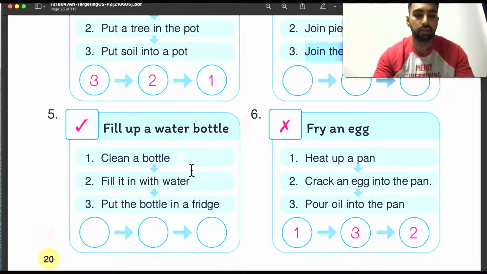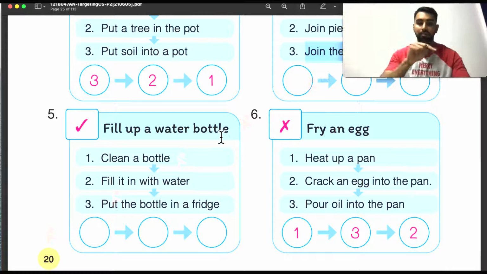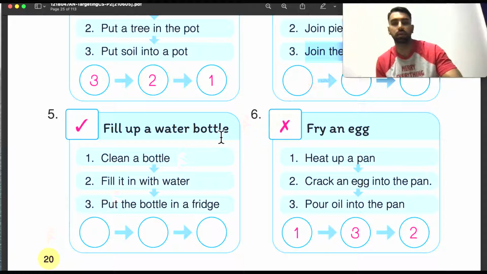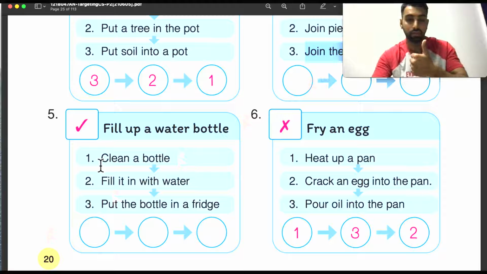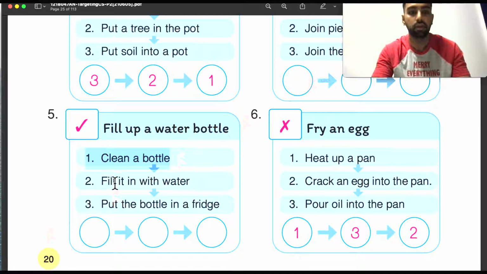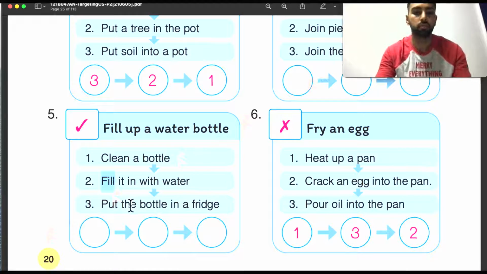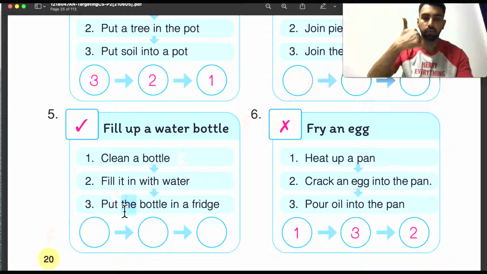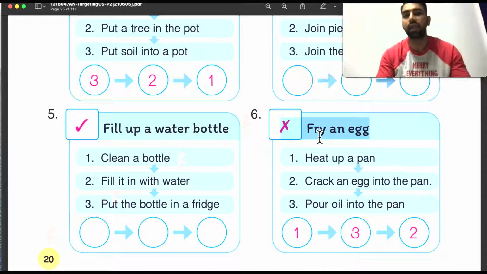All right, and the next one we have is fill up a water bottle. How to fill up water? I remember in my last video I told you how to clean and fill up the water bottle. All right, first, number 1 is you have to clean the bottle. Okay, number 2, fill up the water. Okay, number 3, put the bottle into the fridge. Okay, so this is the correct order. Okay, so it's correct. And number 6 we have fry an egg.